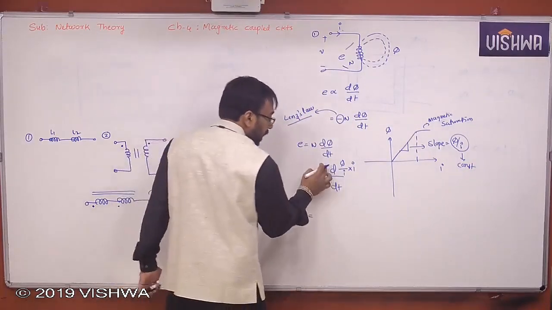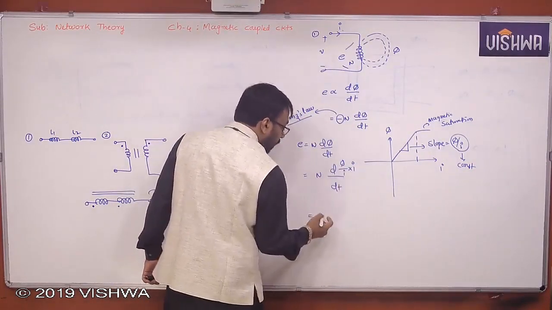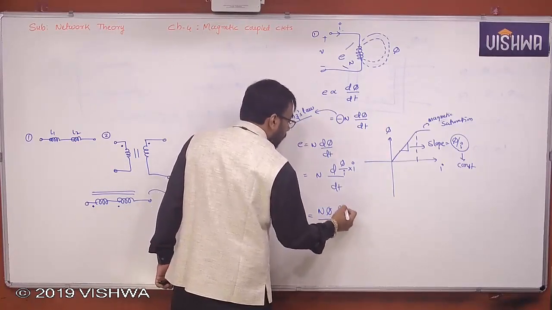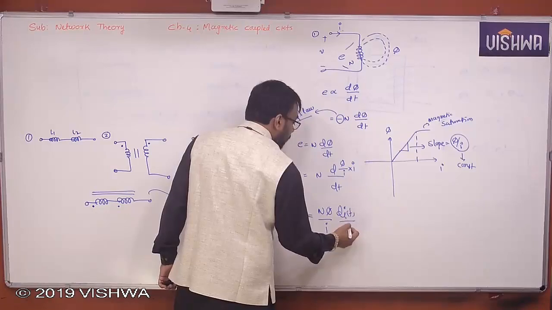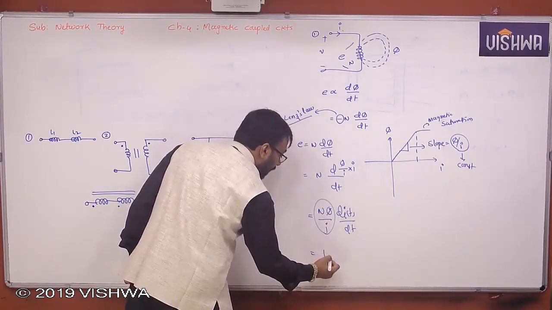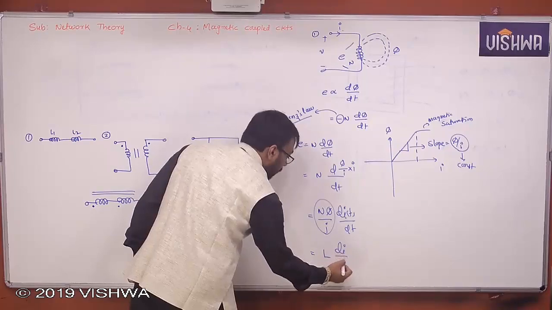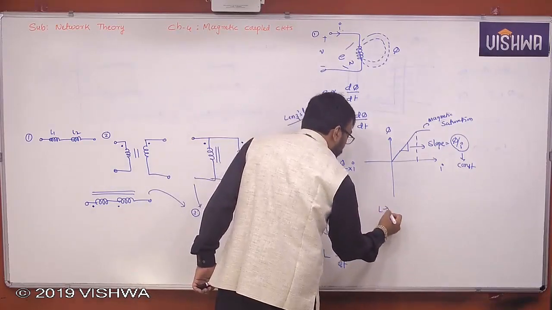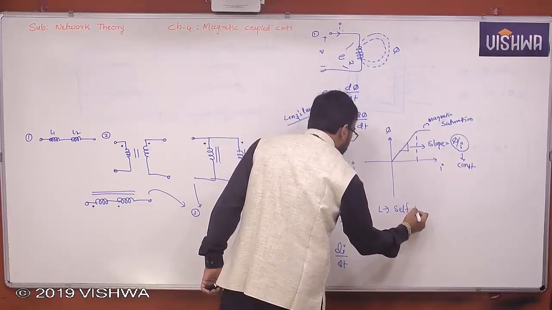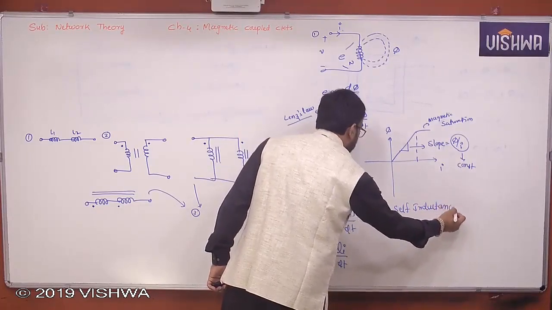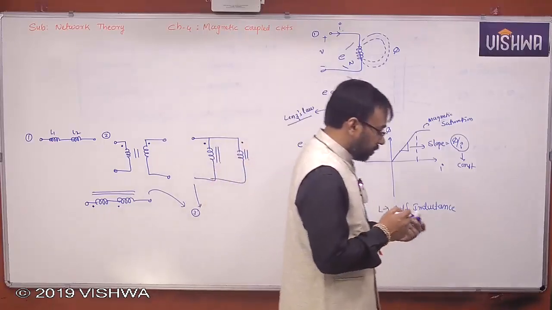Therefore, d by dt of constant into I will give you N phi by I into di of t by dt. That is I or I of t, both are the same. Now this one can be replaced by L di by dt, where L is called self-inductance. What do you call it? Self-inductance. Understand all of you? Please note down.